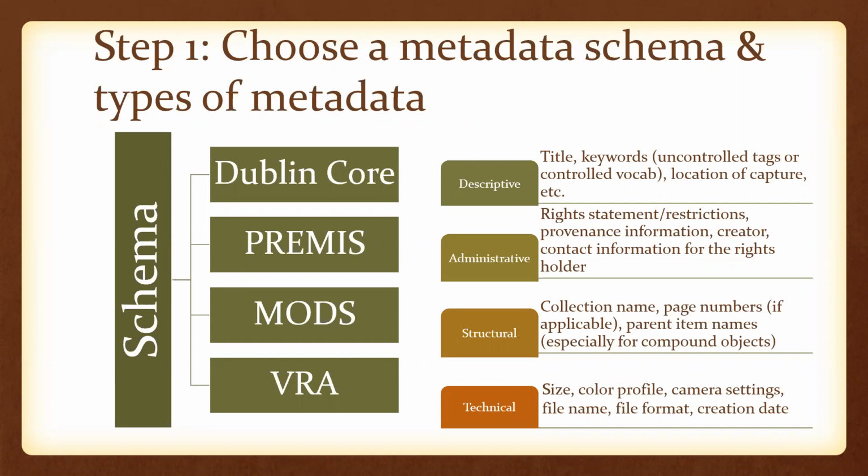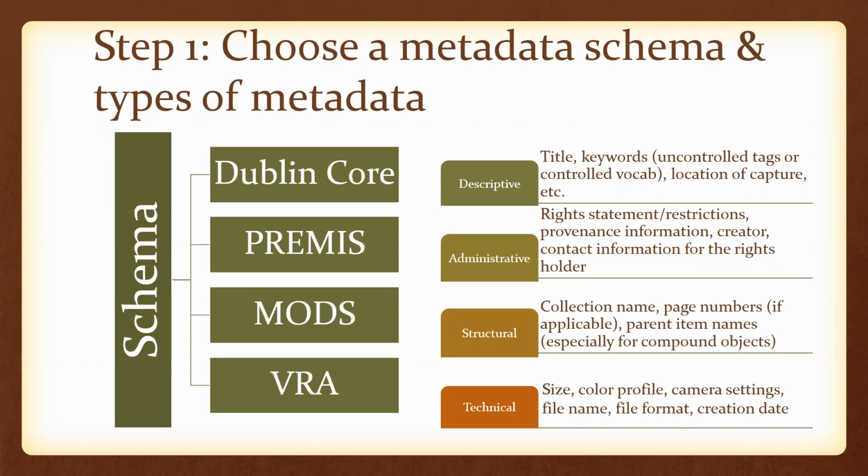Secondly, you want to consider what types of metadata you want to include. Descriptive, and MARC is pretty much mostly all descriptive metadata, includes things like title, keywords, that might be uncontrolled tags or controlled vocabulary like subject headings, and location of capture. Administrative would be things like rights statements or restrictions, provenance information, name of creator, contact information of the rights holder, and preservation metadata. Preservation metadata is a subset of administrative metadata. That would include things like condition, equipment used during digitization, and staff involved.